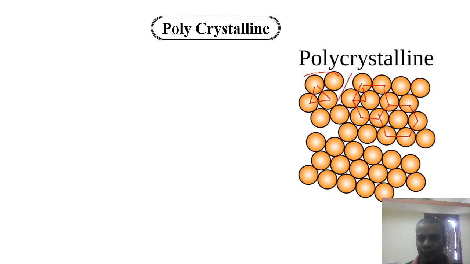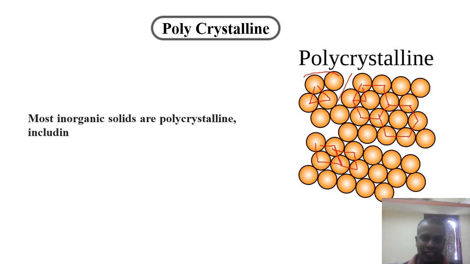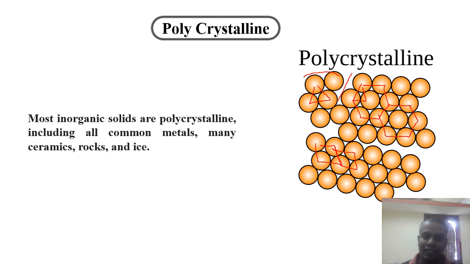This group of atoms, you can just draw the complete diagram, belongs to this kind of structure. So you can categorize three different kinds of structure in the crystal. That's why it is called a polycrystalline solid. Most inorganic solids are polycrystalline, including all common metals, many ceramics, rocks, as well as ice. Ice is also a good example of a polycrystalline solid.